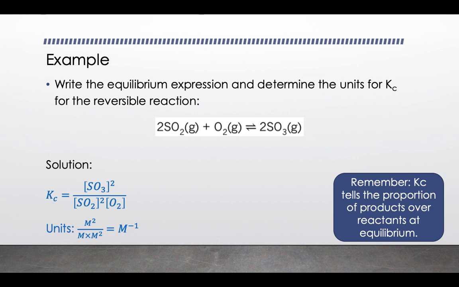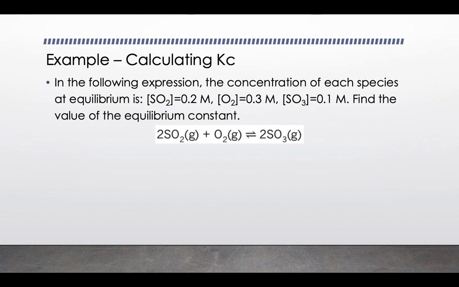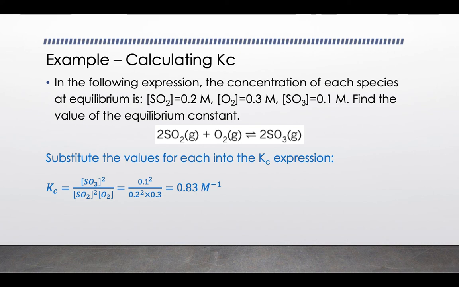Remember, Kc tells the proportion of products over reactants. That would help you remember how to write an equilibrium expression. Then how do we calculate Kc? Let's say in the following equation, the concentration of each species at equilibrium is given as such. Can you find the value of the equilibrium constant? We already have the Kc expression, we just need to substitute the numbers in. Substituting the values for each into the Kc expression, we get a result of 0.83 M to the power of -1.